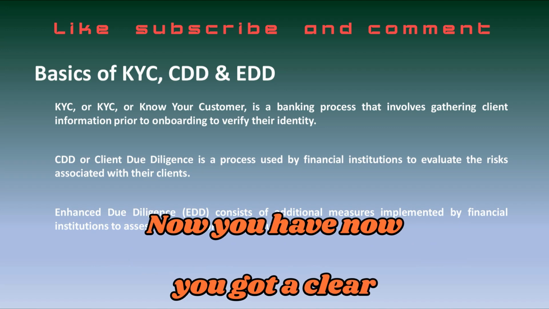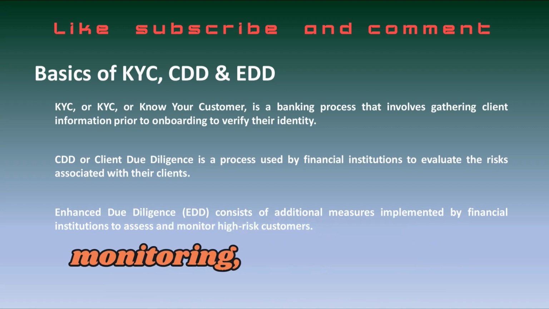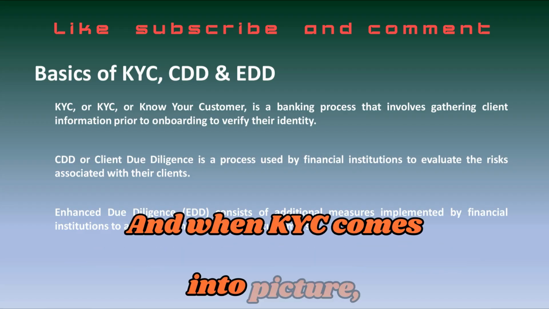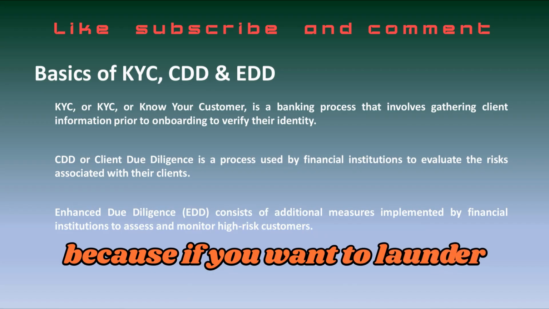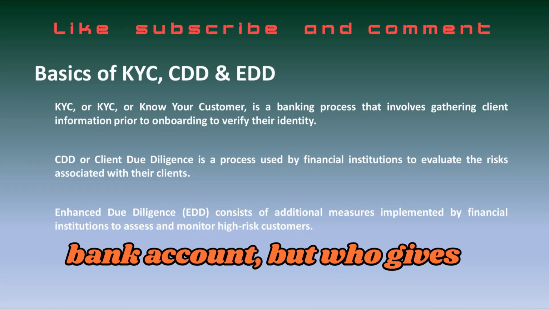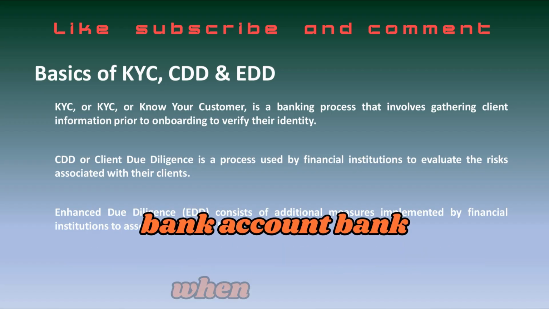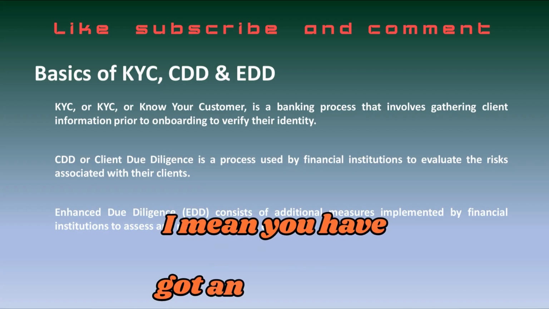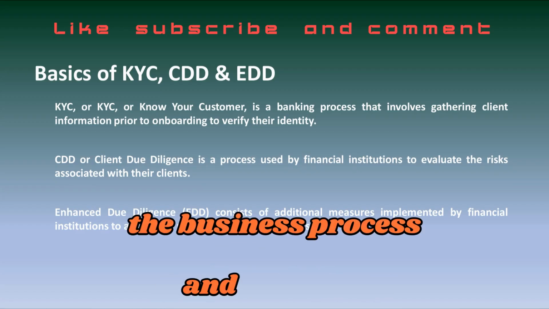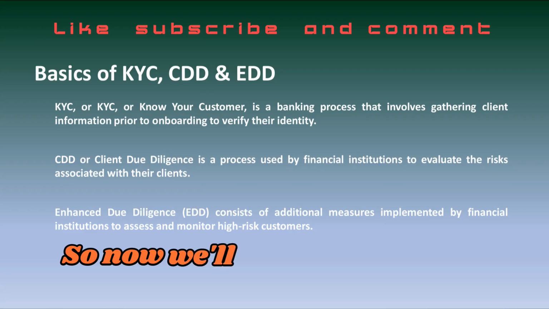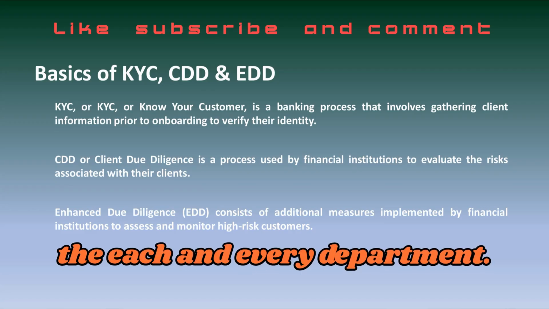Now you have a clear picture of what transaction monitoring is, what sanction screening is, and what KYC is. And KYC comes into the picture because if you want to launder money, you need a bank account. But who gives a bank account? The bank, after performing your KYC checks. So you have got an idea about the business process, what departments are involved, what the risk is and what the profit is. Now we'll check each and every department.